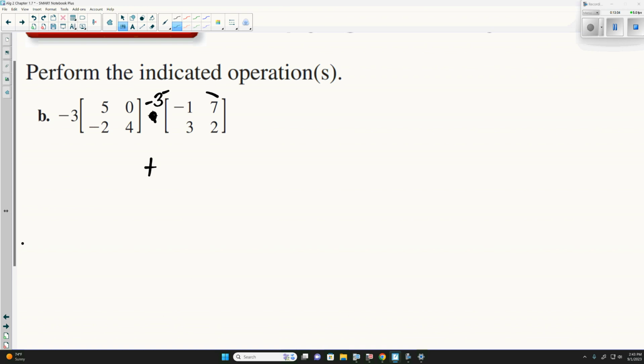Because if I multiply all of this by negative 3, the negative is now inside. We took it with it, so the sign between them is now plus. Does that make sense? Because we already applied the negative to it. We can't leave it as a negative.